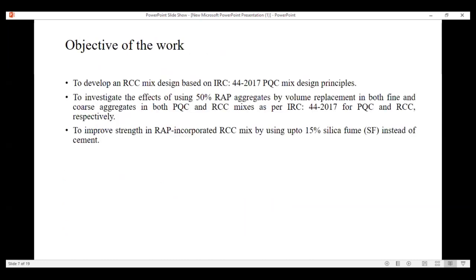Based on this, the objective of this work is first to develop pavement quality concrete based on IRC, and after that we replace fine aggregate and coarse aggregate with RAP. Next, we develop RCC based on PQC, that means altering the PQC mix design, and we achieve RCC. Finally, we replace aggregates with RAP in RCC, and then, to offset the decrease in strength due to RAP, we increase silica fume. This is the main objective.